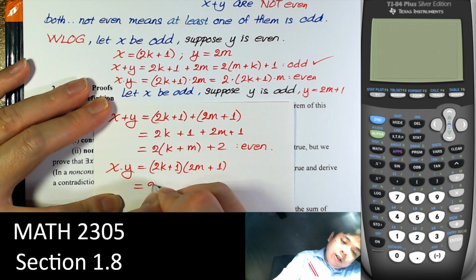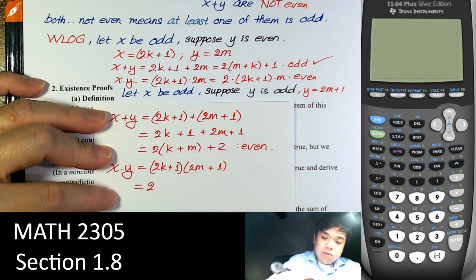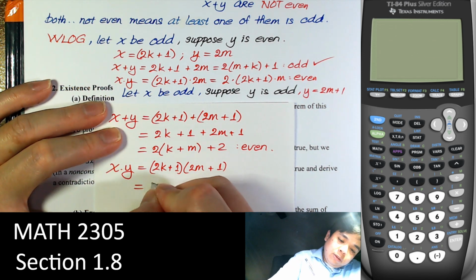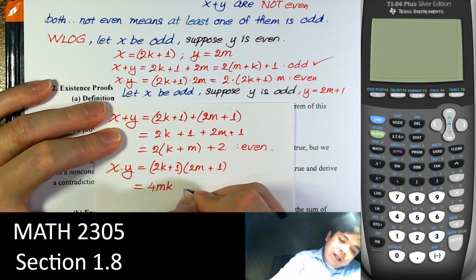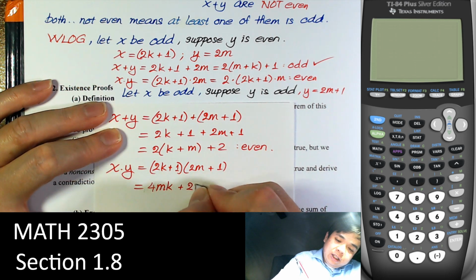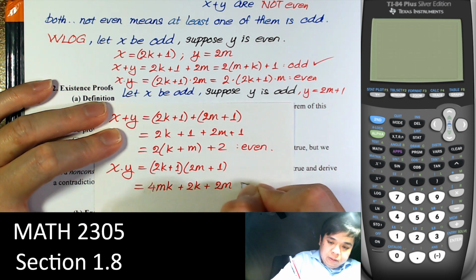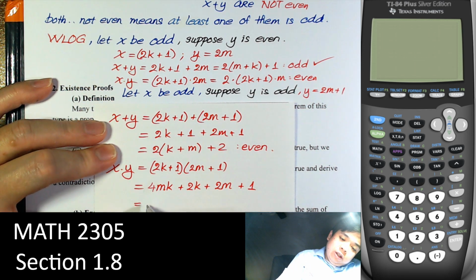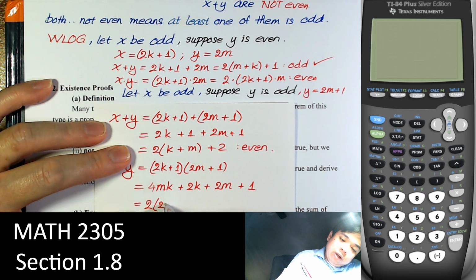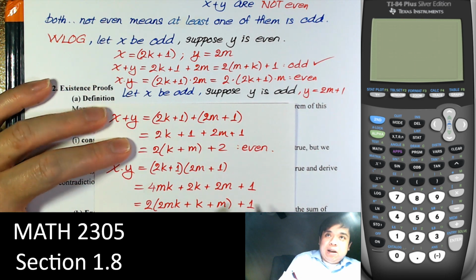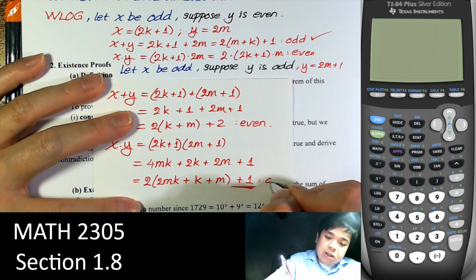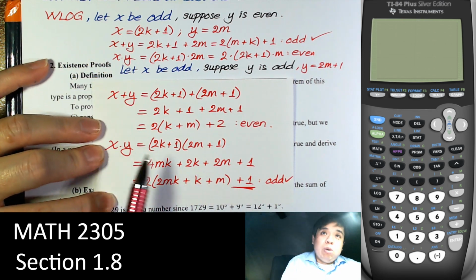So multiply out 2 times 2, that's 4, for mk plus 2k plus 2m plus 1. So we can factor out the 2. Factor out 2, here we have 2mk plus k plus m plus 1. Now this makes that an odd number. So one of those is odd.